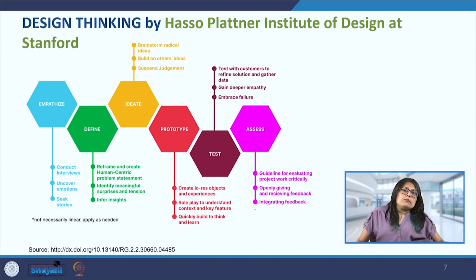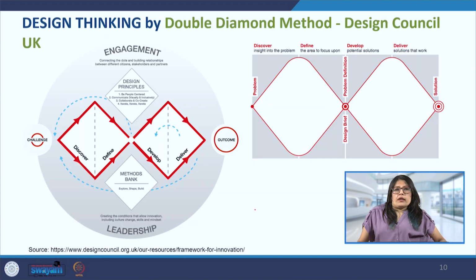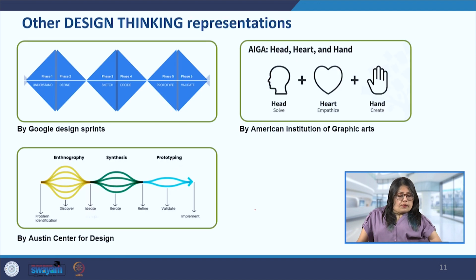So now some similarities between these models. We also have the double diamond method by Design Council UK, and we also have the Google Design Sprints, and by AIGA, which is American Institute of Graphic Arts, and Austin Center for Design. So there are many different schools which have their own steps, but let's see the similarities. So now they are similar in the nature that they prioritize understanding the needs of the users.